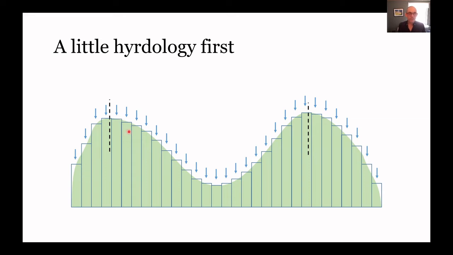So the height of these columns here actually represents the cell value in our DEM. So we've sliced through our DEM when we're looking at it from the side. And then we say, okay, on each cell in our DEM, we're going to add a drop of water, or some amount of water. And in the simplest analysis, we're putting the same amount of water on each cell. Okay, so each cell receives 1 unit of water, rainwater.